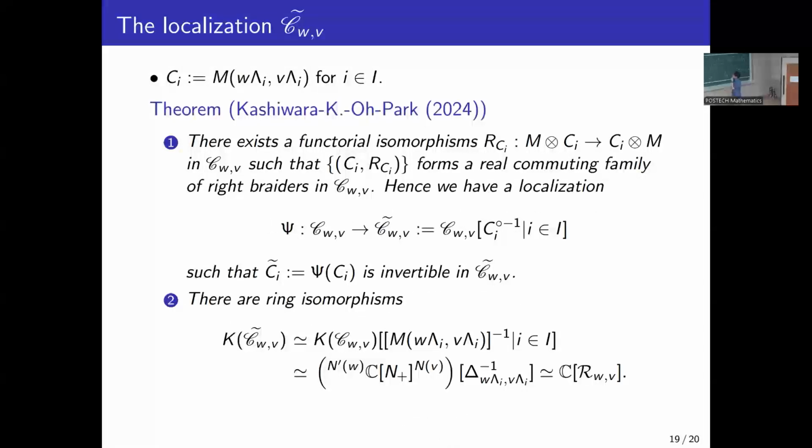Yeah, so now we can state the main theorem here. RCI is the family of determinant modules corresponding to generalized minors. Recall that we want to invert this one. So our theorem is that we construct this one. This is our theorem. The RCI, which is a natural transformation, what we call right braiders, satisfies all the conditions. So we can construct the localization. Then the second follows from the first. You just take the precomposition and you can finish.